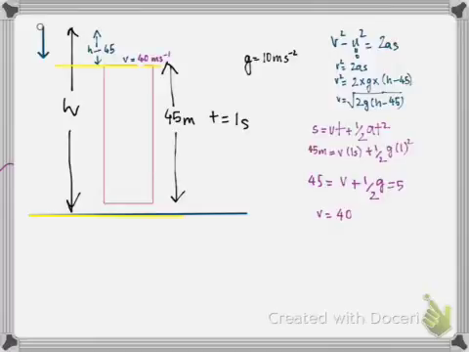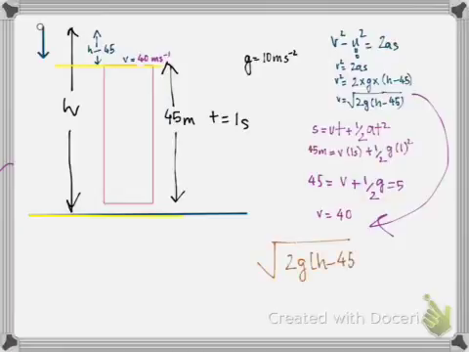Therefore now we substitute the value here and here, and from here thus we will get under the root 2gh minus 45 is equal to 40. And using this we can easily find the h, which we can, let's say we find it. So when you square it, we'll get h minus 45 is equal to 40 into 40 divided by 2 into 10.